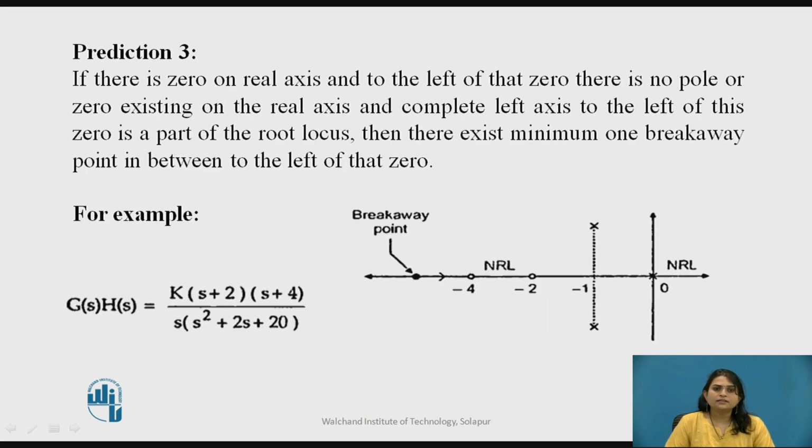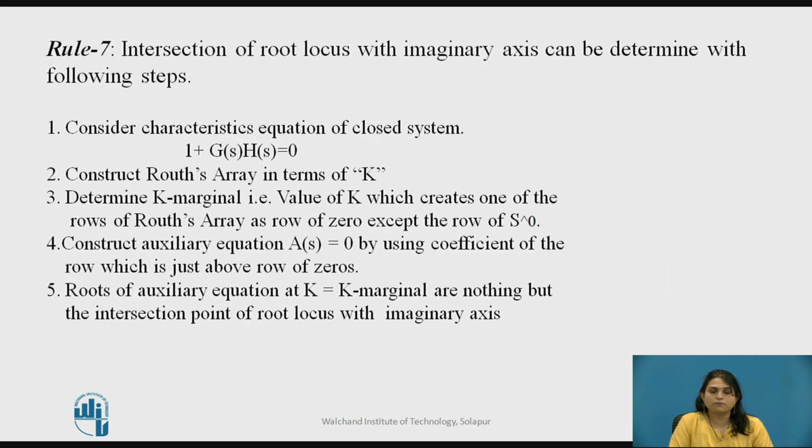Prediction number 3: if there is a zero on a real axis, to the left of that zero there is no pole or zero existing on the real axis. So here we can say that to the right side of this there are 2 zeros and 1 pole, 3 in total. So the addition will be odd. So root locus exists here and the breakaway point will be there. But the condition is that after this zero there should not be any zero or any pole. So these are the 3 predictions for the breakaway point.